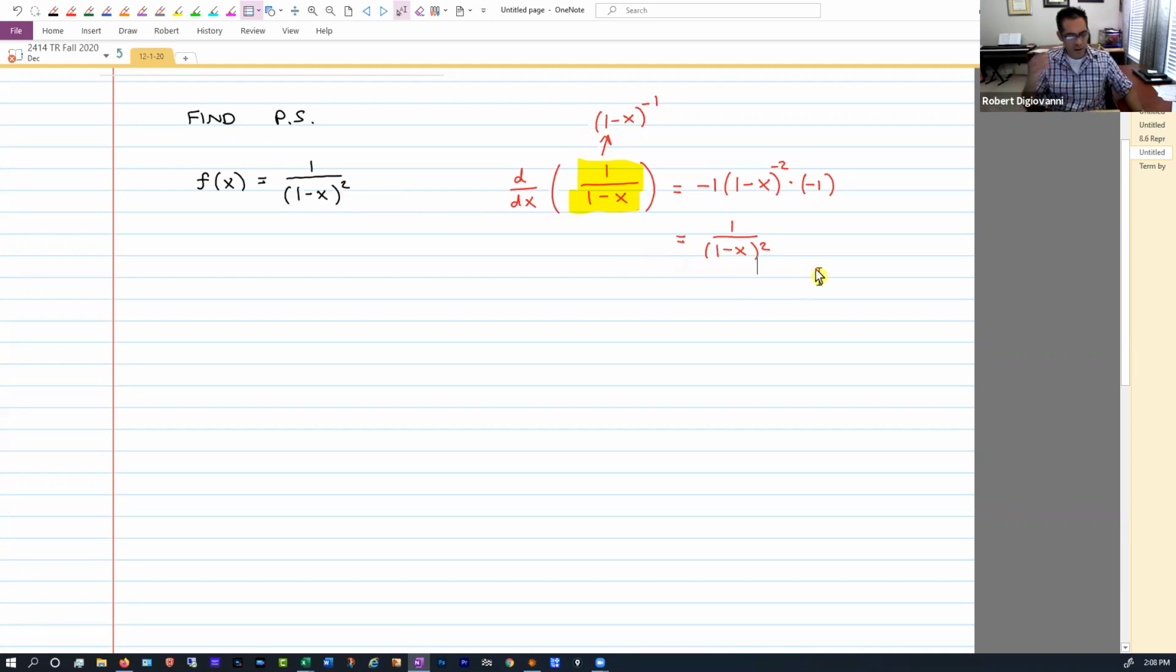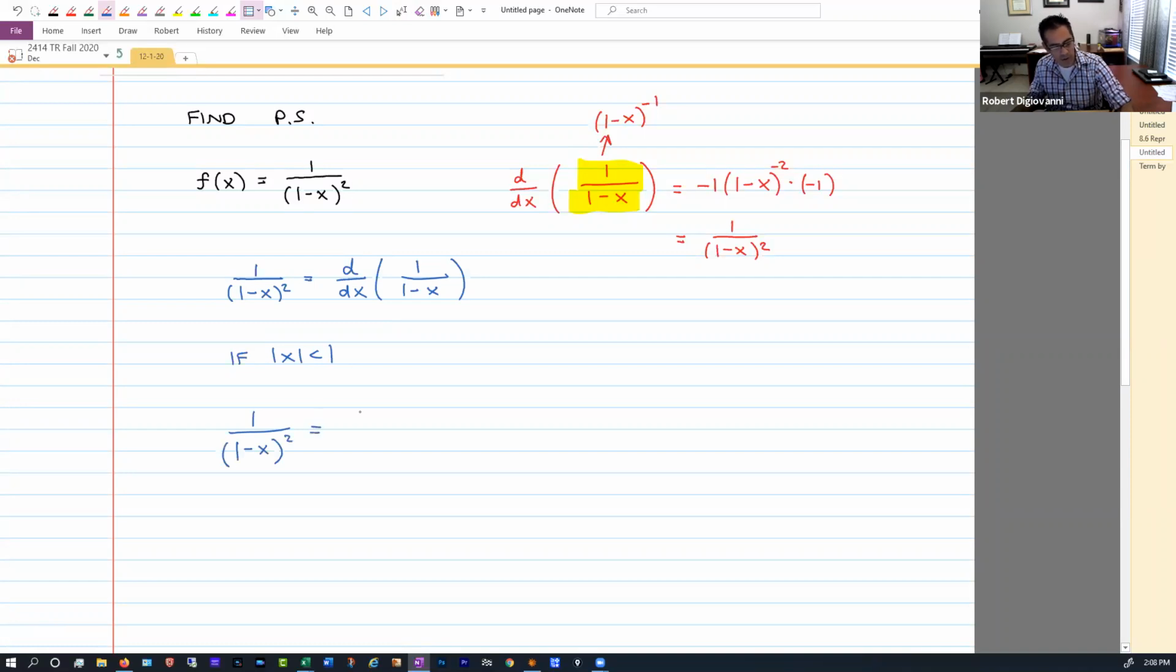So here's what we have to put together now. We have to say, wait a minute. This function is equal to the derivative with respect to x of this function. It is. That's what we just said. The derivative of this is this. However, if the absolute value of x is less than 1, then we can say that 1 over 1 minus x, that quantity squared, is equal to the derivative with respect to x of, what am I going to put here instead of that? What am I going to put here instead of this?